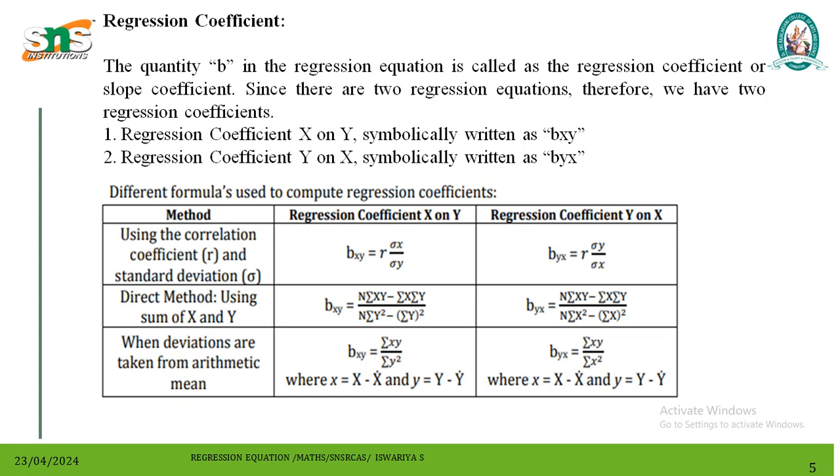Next we are going to see what a regression coefficient is. The quantity b in the regression equation is called the regression coefficient or slope coefficient. Since there are two regression equations, we have two regression coefficients. The first one is the regression coefficient of x on y, symbolically written as bxy. And the second one is the regression coefficient of y on x, symbolically written as byx. There are different formulas to find the regression coefficient. So here are the formulas that we have to use to find the regression coefficient.